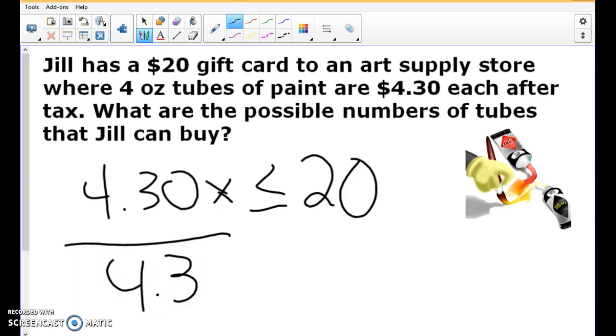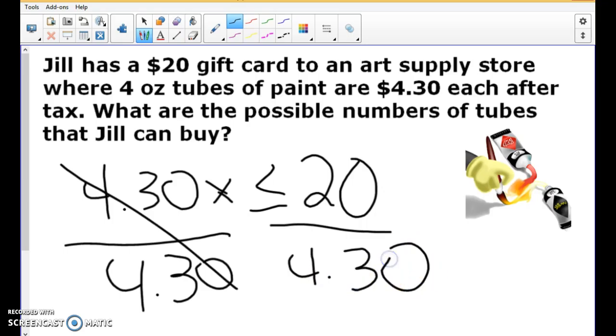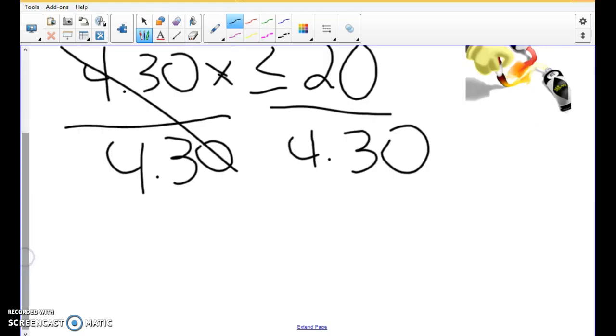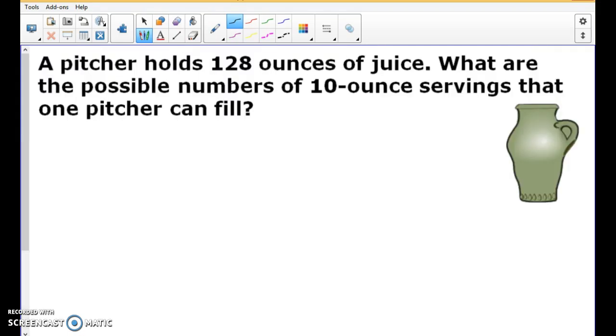I'm going to divide both sides by a positive 4.30, so I don't need to worry about my sign flipping. So I have 20 divided by 4.30, which is going to give me some weird fraction, about 4.65. It's asking how many tubes she can buy, so she can buy up to 4 tubes. She can't buy 5 because she can't afford it. There's a time where you wouldn't say 4.5 because the paint store is not going to split a tube in half and cut it up and give it to her. 4 is the maximum number of tubes she can buy.